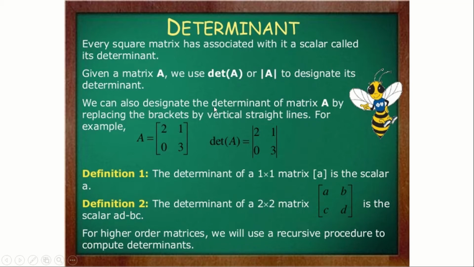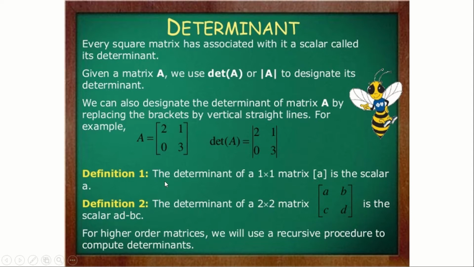We can also designate the determinant of a matrix A by replacing the brackets by vertical straight lines. For example, in a matrix you might have known you will be using these square brackets. Okay, so when we replace these square brackets with two vertical lines, then it is said to be the det of, that is, the determinant of matrix A. Okay, so this is the determinant of A.